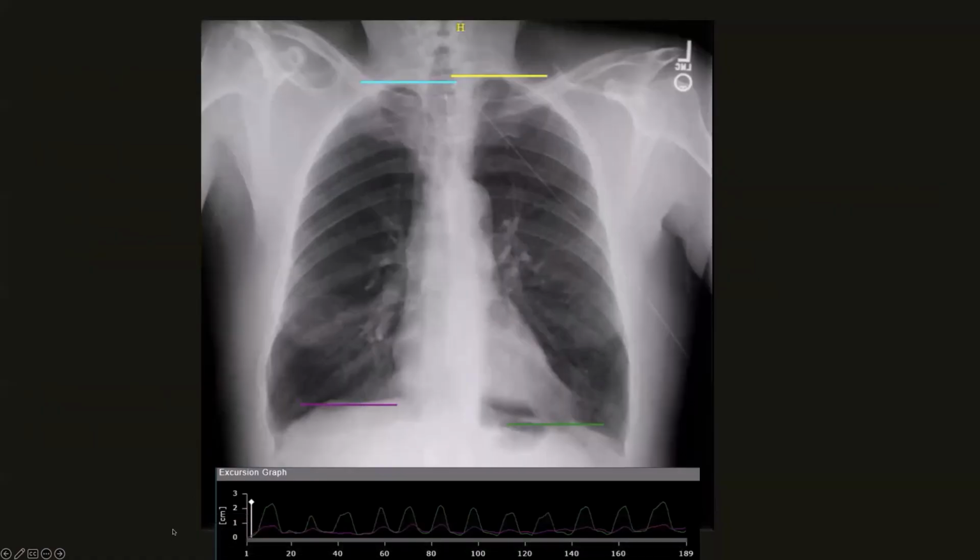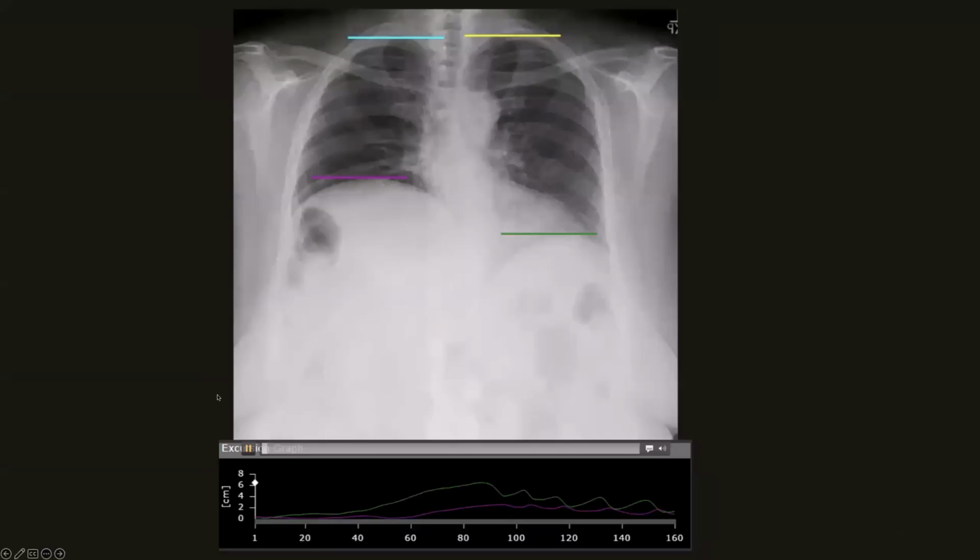And that was confirmed with this excursion graph, where the purple line is used to mark the right hemidiaphragm and the green line marks the left hemidiaphragm. So what you see here is that the right hemidiaphragm is moving significantly less than the left hemidiaphragm. This is an example of bilateral weakness, but asymmetrically worse on the right side.